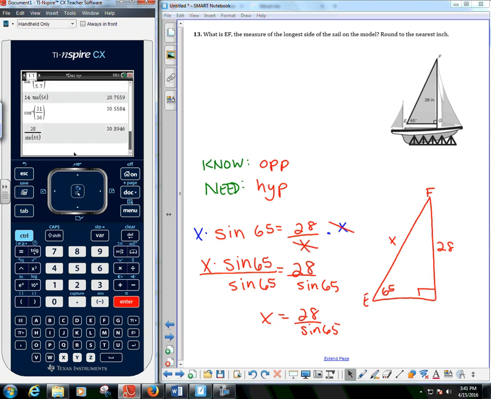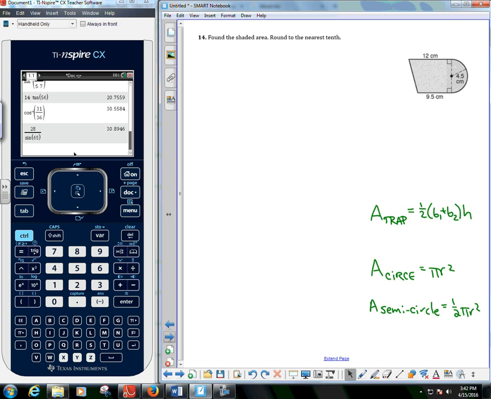That tells me that EF, the hypotenuse, and I'm going to round to the nearest inch, is approximately 31 inches. And that makes sense because it's the hypotenuse and the long side is 28. So it's okay that the hypotenuse is longer, but not by much. Okay. Let's take a look at this one.